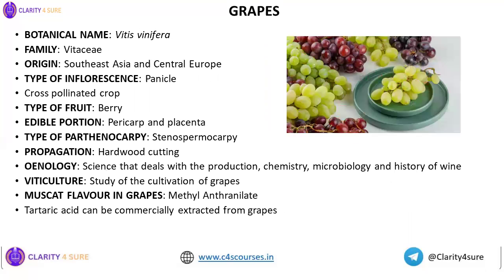Our last crop for the day is grapes. Vitis vinifera belonging to the family Vitaceae, and the study of grape culture or cultivation is called viticulture, whereas the study of wine making is oenology. Okay, so another thing is the study of citrus culture. Okay, it is known as citriculture. That also you can remember.